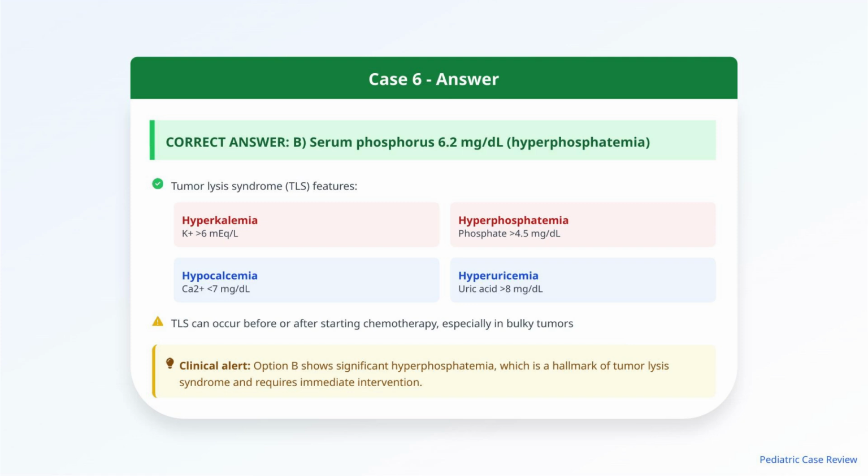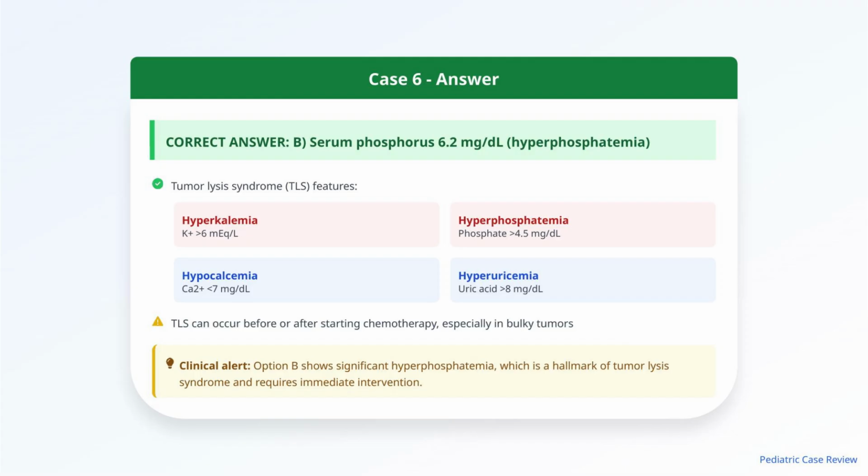Serum phosphorus of 6.2 mg per deciliter represents hyperphosphatemia, which is a classic finding in tumor lysis syndrome. Tumor lysis syndrome is characterized by a tetrad of metabolic abnormalities: hyperkalemia, hyperphosphatemia, hypocalcemia, and hyperuricemia. These occur due to rapid breakdown of malignant cells, releasing their intracellular contents into the bloodstream.